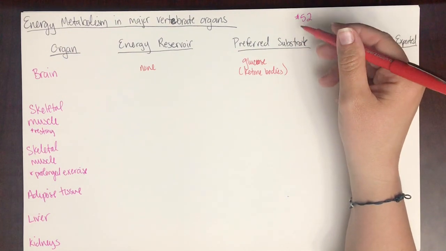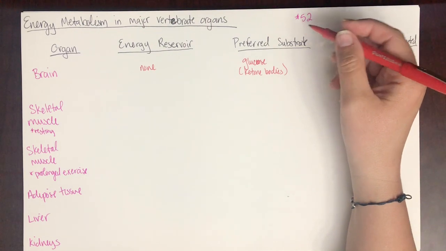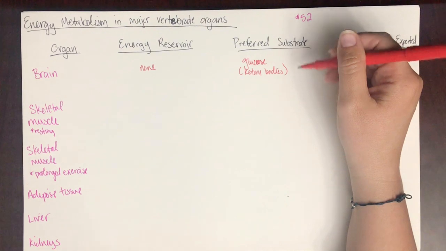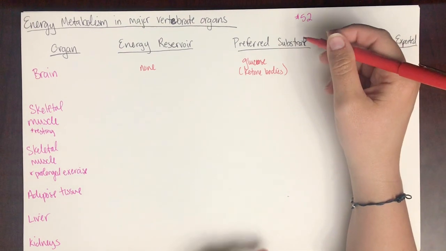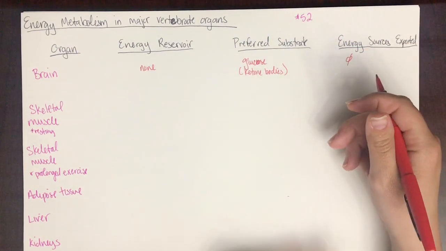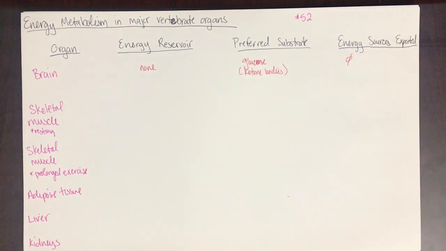Ketosis we'll talk about a little bit more later when we talk about fatty acid oxidation and protein degradation. So we'll see more about this later. Exported energy sources are also none for the brain. The brain is not exporting any energy. Let's see what else to say about the brain.